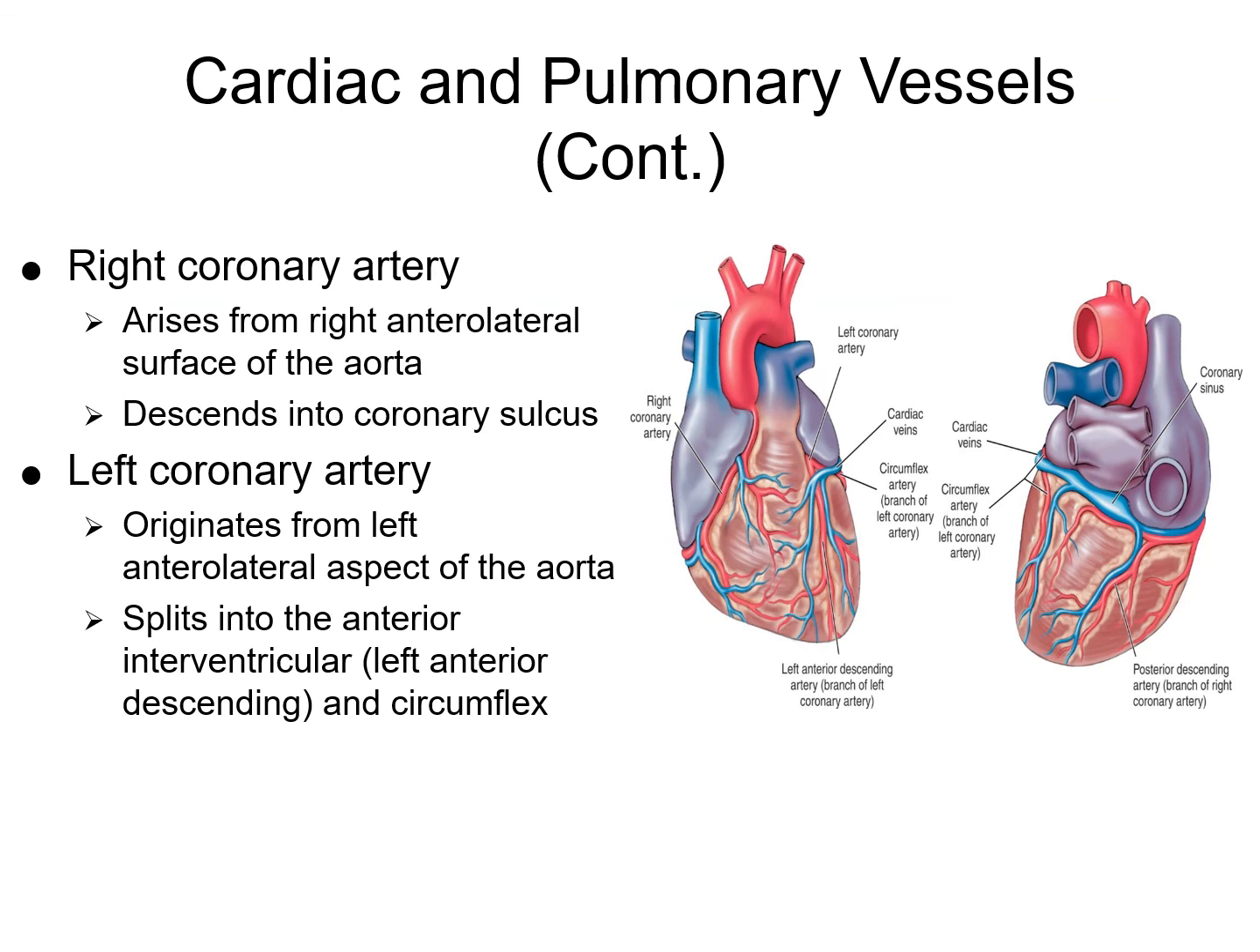So here we're going to move into some of the arterial supply of the heart. We're going to talk about the right coronary artery first, which is going to be this guy here. It arises from the right anterolateral surface of the aorta, and it descends into the coronary sulcus. The left coronary artery, which is going to be this guy here, it bifurcates into two branches. It bifurcates into the circumflex artery, which is this one, and the one I traced over earlier, the LAD, or the left anterior descending branch of the left coronary artery.